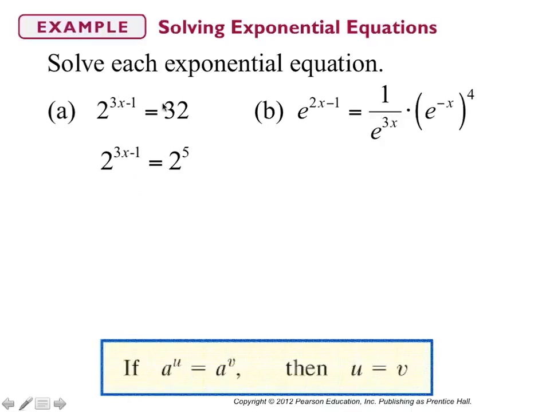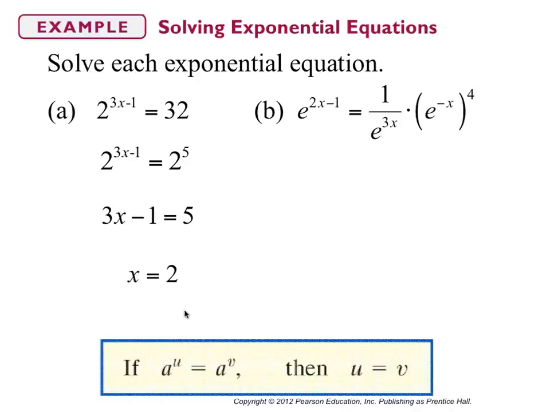So for a here, we have 2 to the 3x minus 1 equals 32. Anytime you can, go ahead and rewrite this so that they have the same bases. So in this case, we're going to rewrite 32 as 2 to the 5th. Since we have the same base, we just ignore the base and keep the exponent. So we have 3x minus 1 equals 5. Add 1, divide by 3, and we get x equals 2.